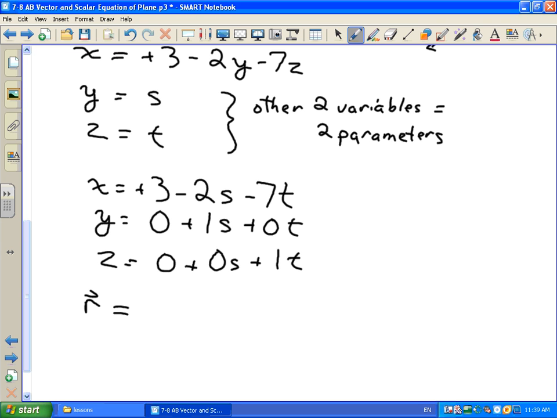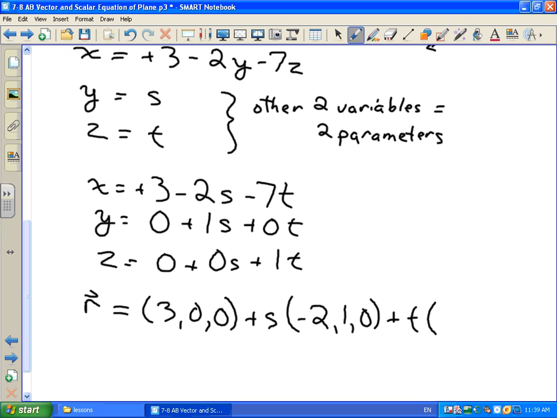We just pull out the coordinates of the point that's going to be on the plane, 3, 0, 0, plus s times, well, let's see, what gets multiplied by s? Negative 2, 1, and 0. And what gets multiplied by t here? Well, negative 7, 0, and 1. And there's our vector equation for that plane.